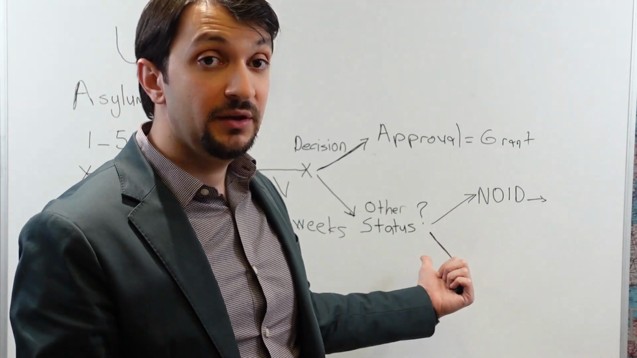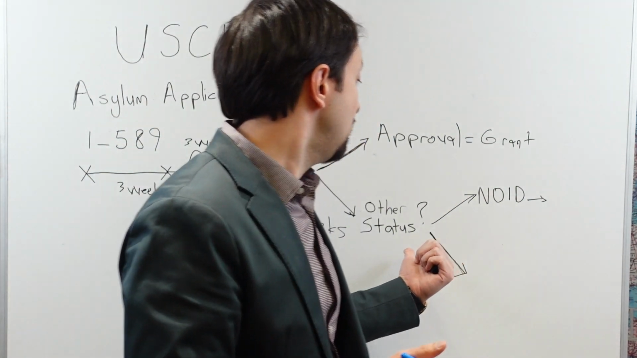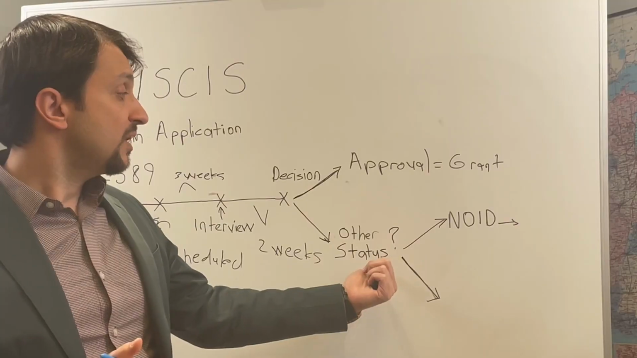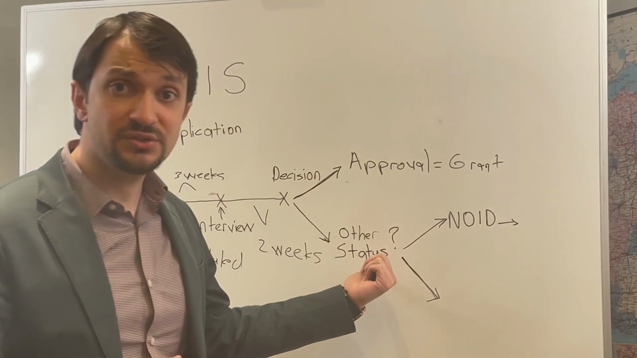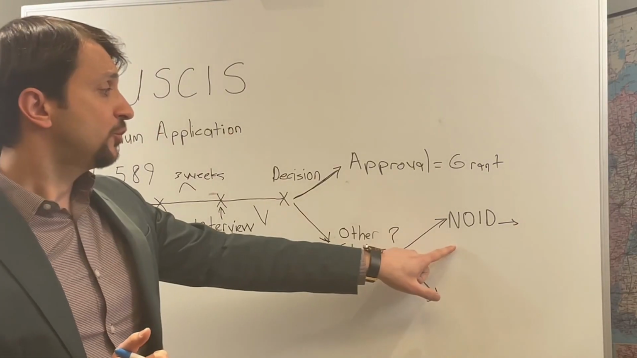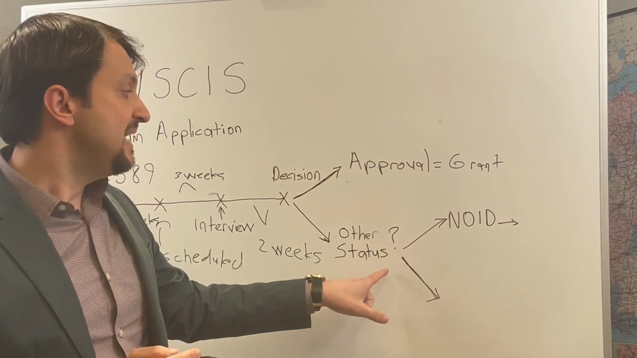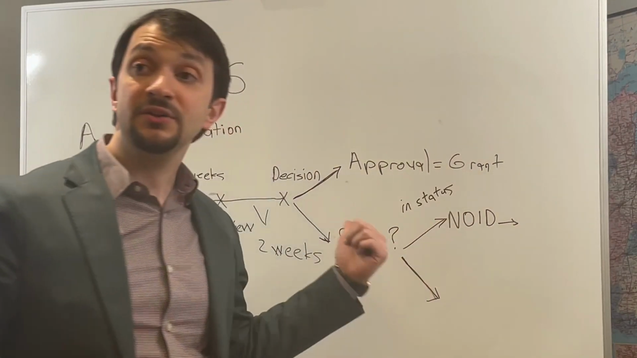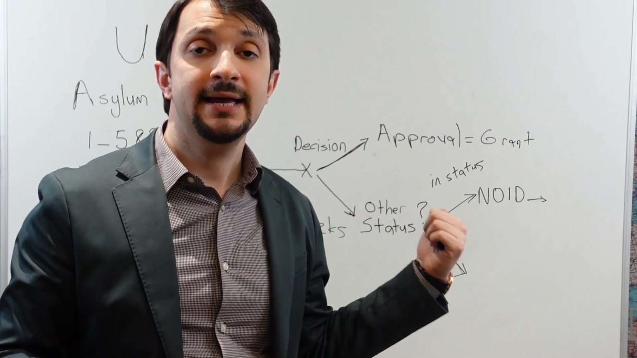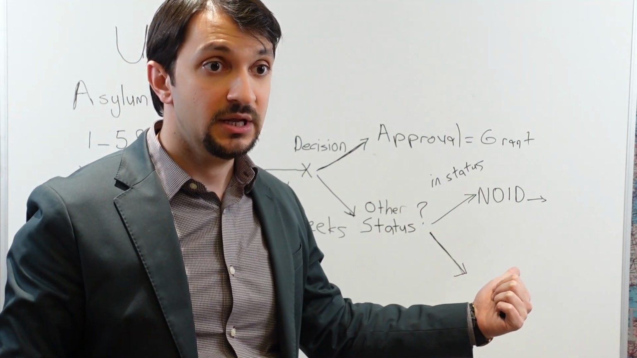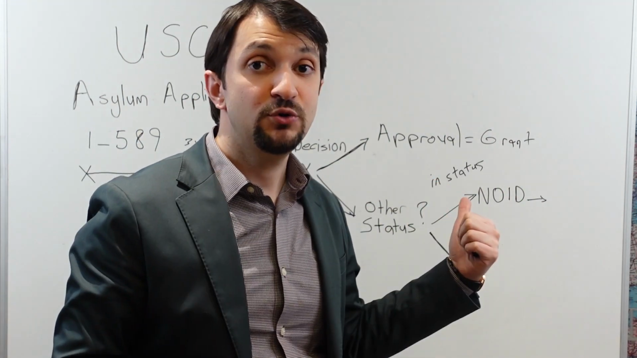Let's talk about the not favorable outcome. Let's see what happens. Depending on whether you're in status, whether you have another immigration status or not, you can see here, there are 2 outcomes. First one is being in status. So if you have another immigration status, USCIS has to decide on your application, and if they're not going to grant it, they would have to deny.